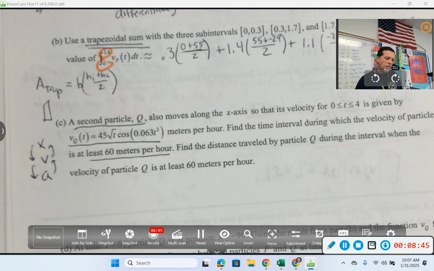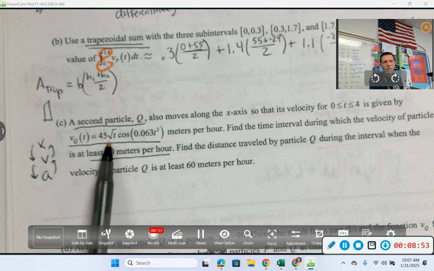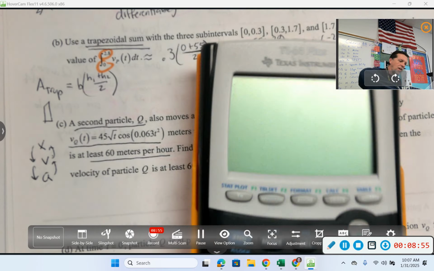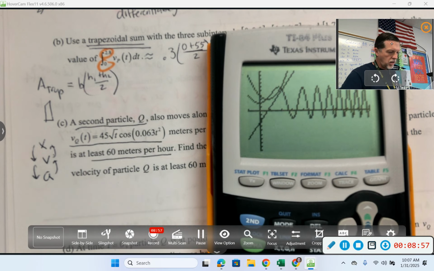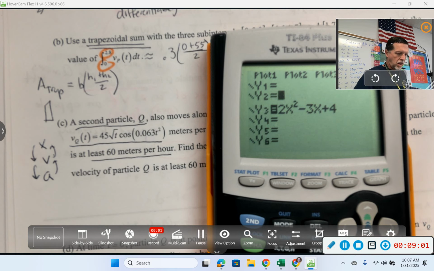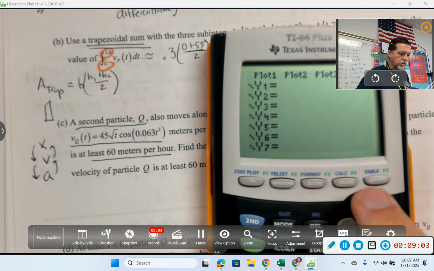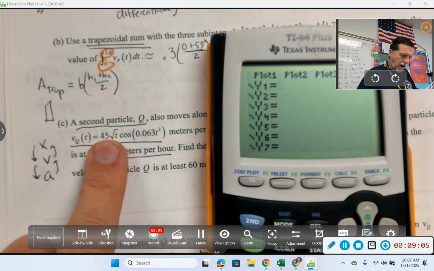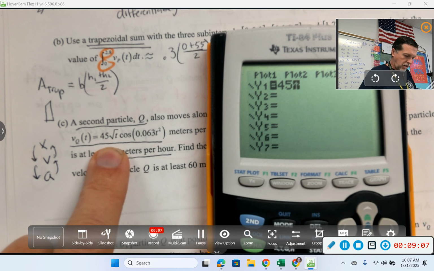Find the distance traveled by the particle q during that interval when the velocity of the particle q is at least 60 miles an hour. So I need to know when that thing is more than 60. Well, I've got a calculator. So let's look at, get rid of all the old stuff. Let's graph that and see what we've got.